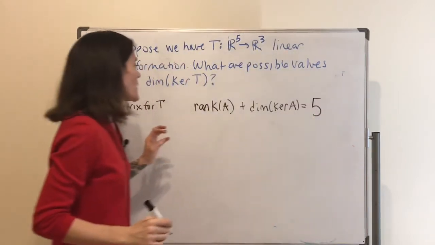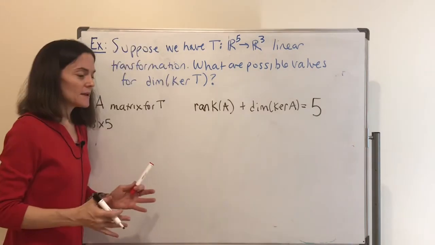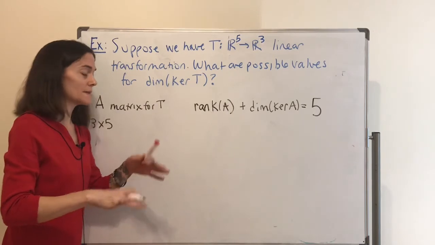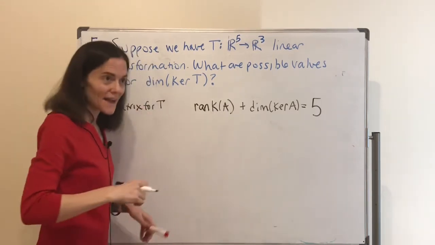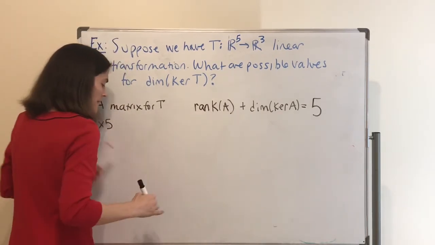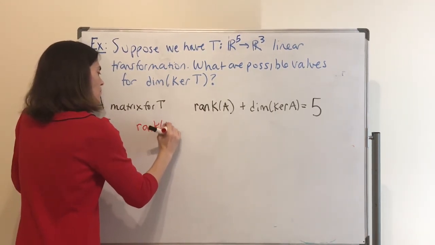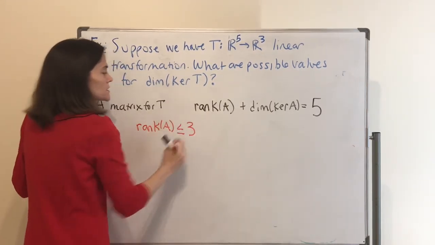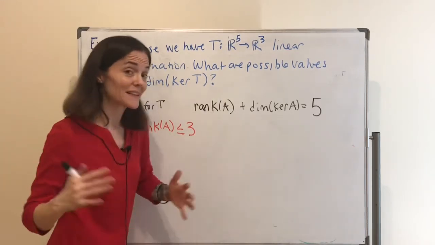Okay, but we can't just have every possible thing because there are restrictions on the rank. We cannot have more leading ones than we have columns, for example, or more leading ones than we have rows, because you can only have, I should say, at most one leading one per column or per row. So we know that the rank of A must be less than or equal to whichever number here is smaller. It's 3.